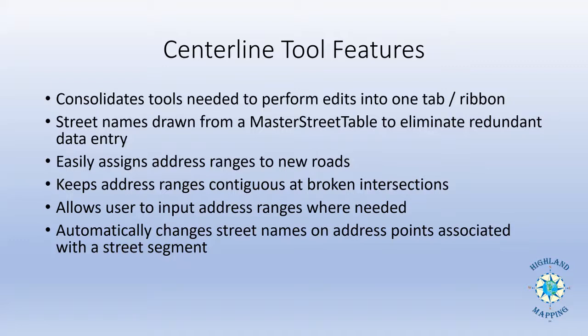Assigning address ranges to a new road is done with a simple menu. A similar tool is used to assign the new contiguous ranges at a freshly broken intersection. If you need to fudge a range at an intersection to match addresses already assigned, you can input your own ranges as needed. And finally, if you have to rename a road, the tools will allow you to change the road name on the centerline segment. When you do this, the road names on the associated address points change automatically.